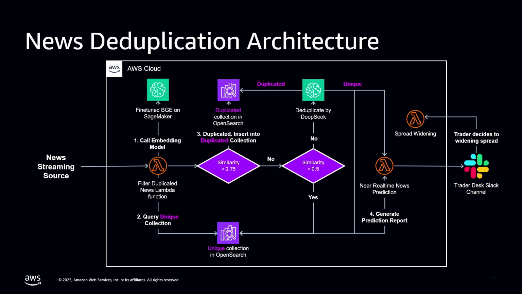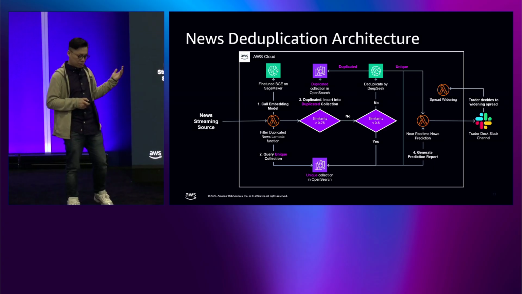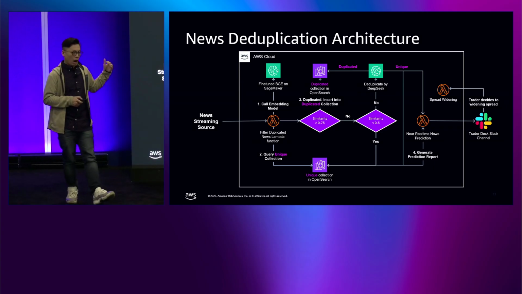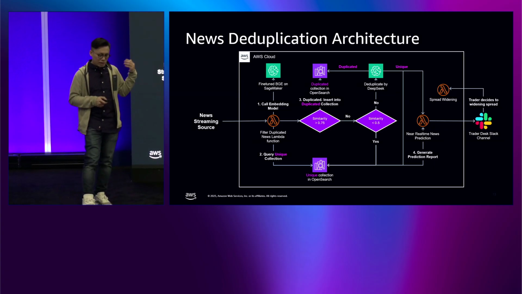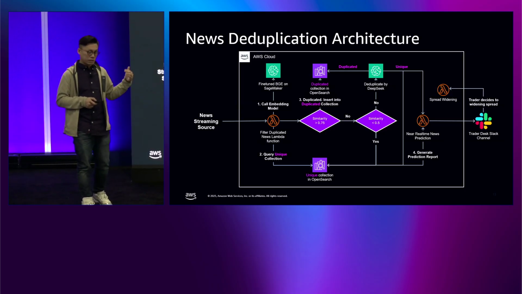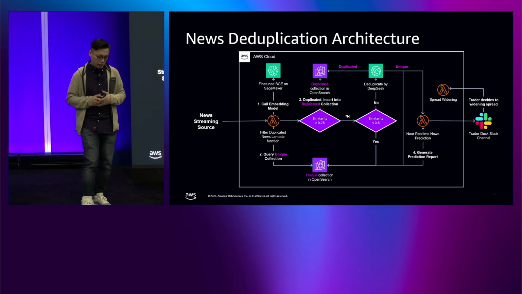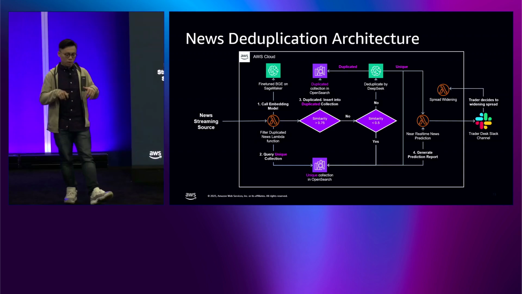First, step one, we calculate the embeddings in the Lambda, calling our embedding model BGE-M3. Then we do the similarity check. If it is greater than 0.75, which means it is a duplicate, we insert that into the duplicates collection in the OpenSearch. So if we stop here, we don't waste the LLM tokens.